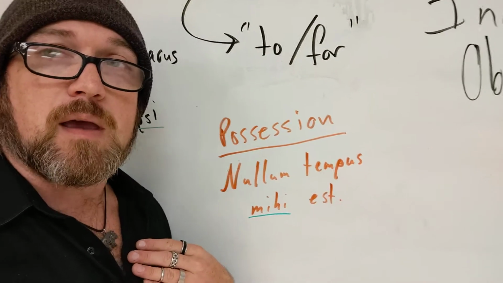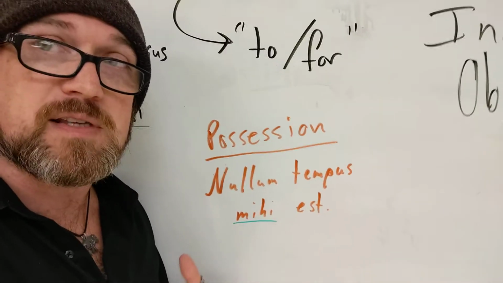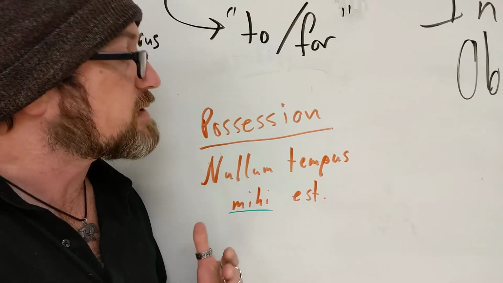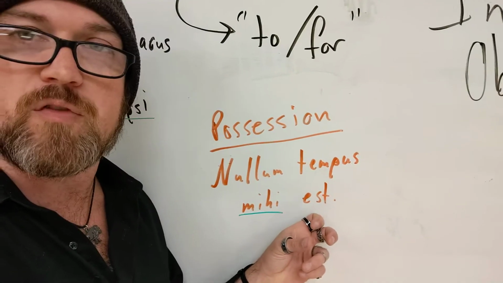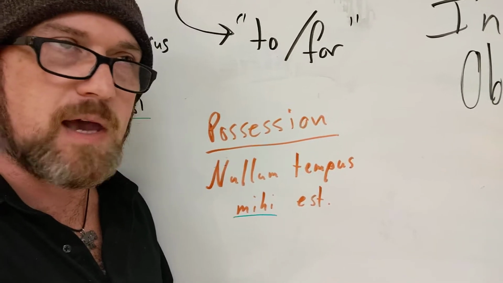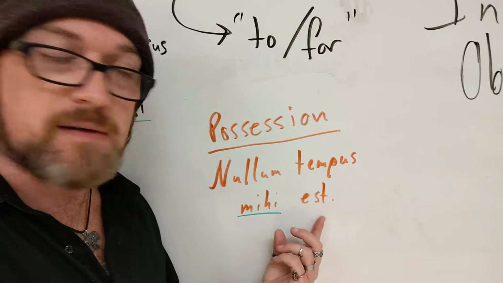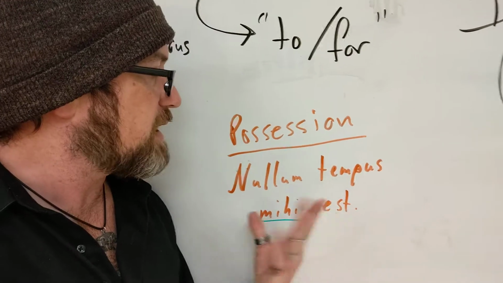All right, and this is something that's not going to happen randomly. Anytime you see a dative showing possession, it is always going to be with some form of the verb sum. Probably a third person form of the verb sum, although it doesn't absolutely have to be. But it's going to be with some form of sum, esse. And so, yeah, it's just saying there is no time for me.